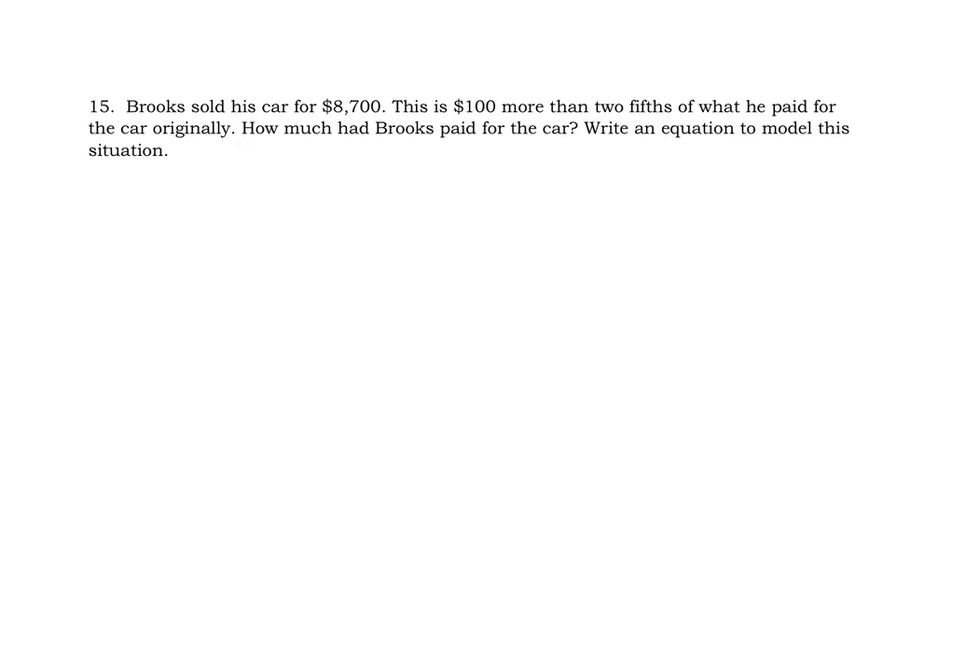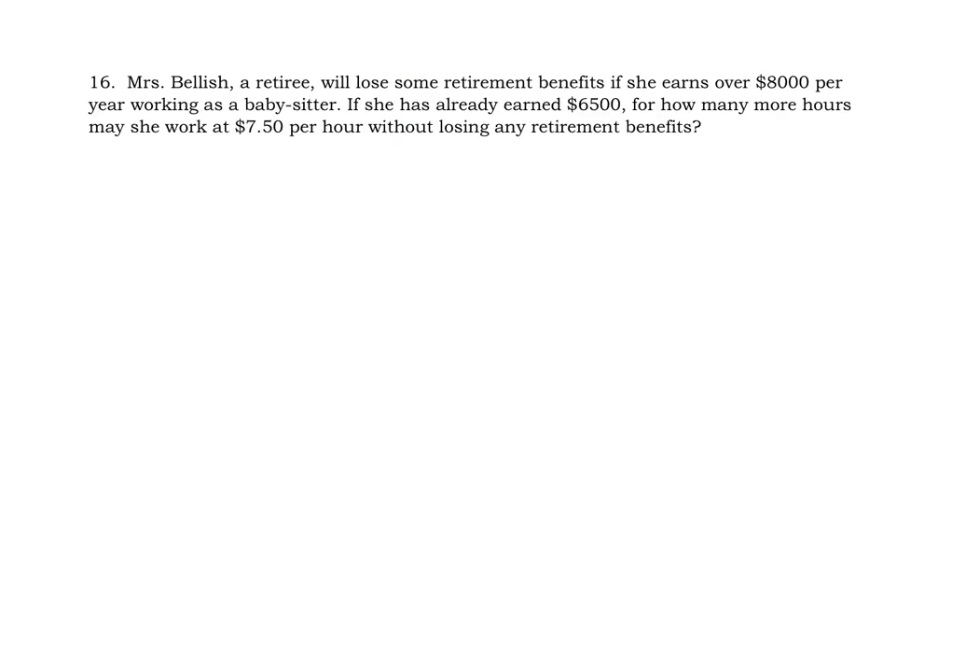Okay, Brooks sold his car for $8,700. This is talking about the amount of money, $8,700, equals 100 more than 2/5 of what he paid for. How much did he pay? So x is going to be what he paid for. So I'm ready. 8,700 equals 100. Now the words more than or less than, put it in the second position on the equation. 2/5 of what he paid for. And there's the equation.